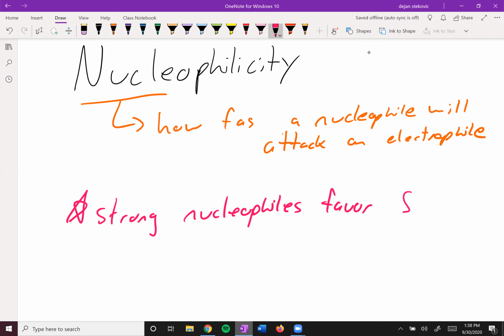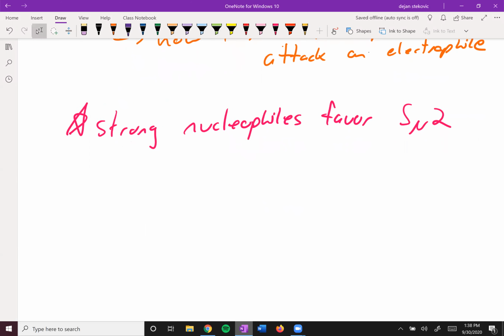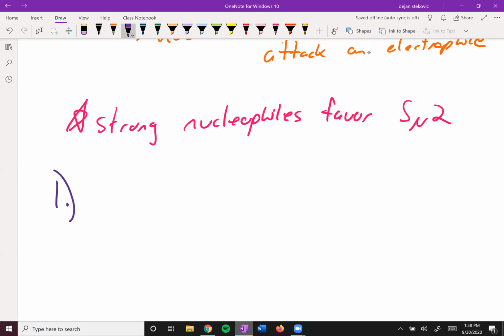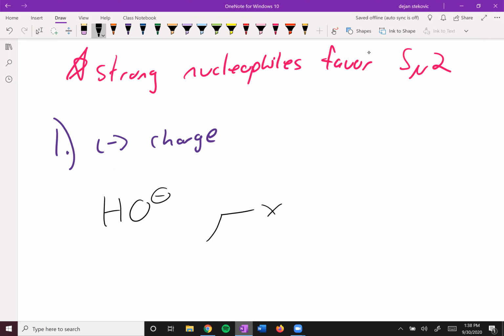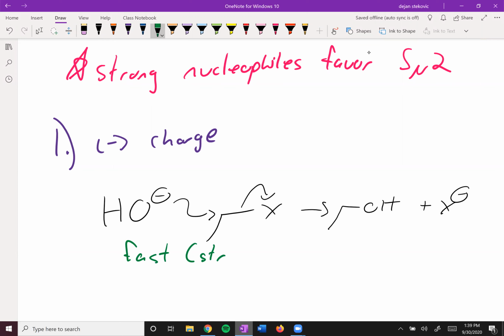favor SN2 reactions, right? We'll learn some other reactions where strong nucleophiles won't favor them. So what makes a strong nucleophile? The number one thing we want to look at is a negative charge. Right? The more negative it is, the better it is. And that makes sense, right? The more negative it is, the more it's going to want to get into that nucleus, right? So for example, if you have hydroxide reacting here as a nucleophile, this is going to be fast because this is a strong nucleophile.